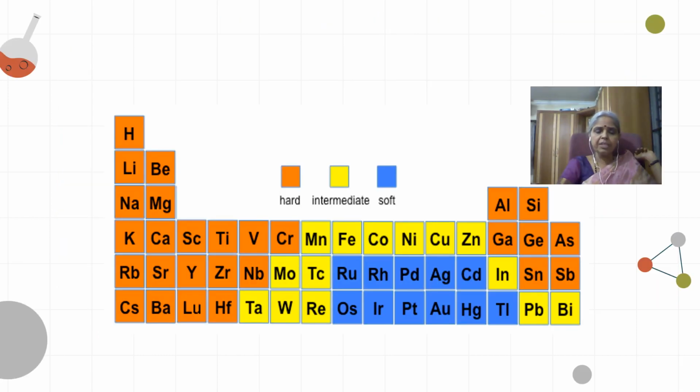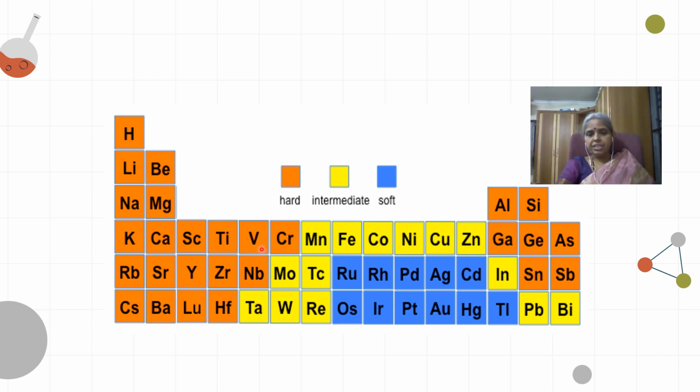Now this is our periodic table. You can see all the elements that are marked in this orange color are all hard. That is, they have small radius, their ions will have high charge, they are less polarizable, so they form ionic compounds. All those shown in blue, you can see 4D elements, 5D elements towards the end. These are the 4D, these are the 5D. These elements are soft. You can see the yellow ones are intermediate.